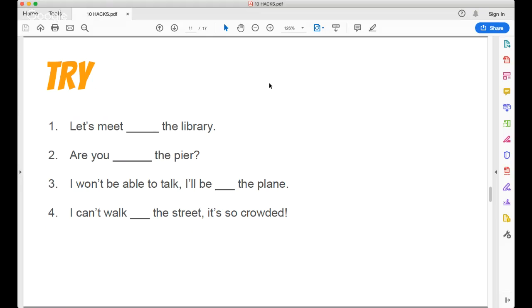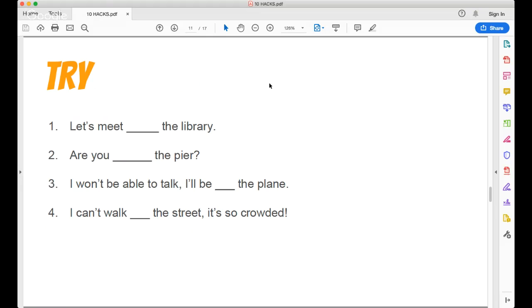Interesting, you guys. Interesting. So the answer is actually "on." I won't be able to talk, I'll be on the plane, because the plane moves in a line. So we're going to say "on." You can say "in the plane" too, but "in the plane" means inside of the plane, and that's not what we're talking about. You're not saying I won't be able to talk because I'll be inside of the plane. You're saying you won't be able to talk because you'll be on the flight.